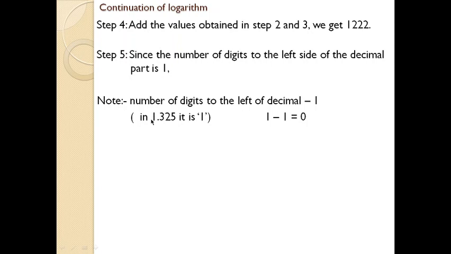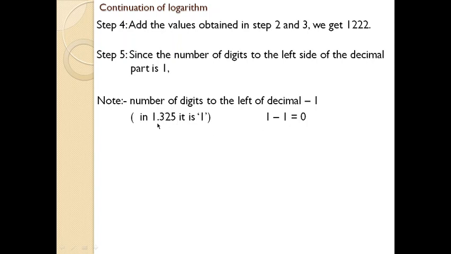And remember one thing: since it is 1, we have selected 1. Don't remember it like that. It depends upon the number of digits. If it was 2.325, again it will be 1, because it's based on the number of digits to the left of the decimal. Don't get confused and don't make careless mistakes in your exams. If it is 2.325, again it will be 1. If it is 3.325, again it will be 1. If it was 31.325, here the number of digits is 2. So it will be 2 minus 1.